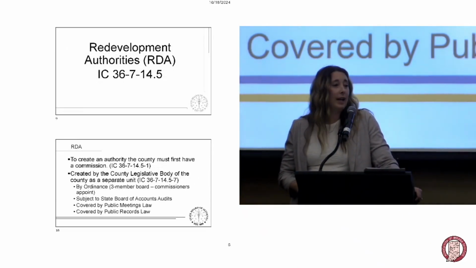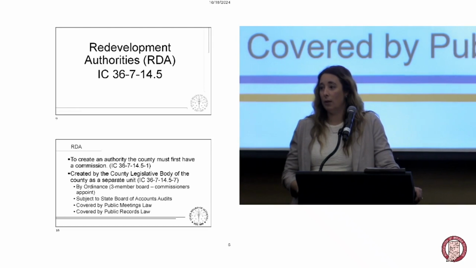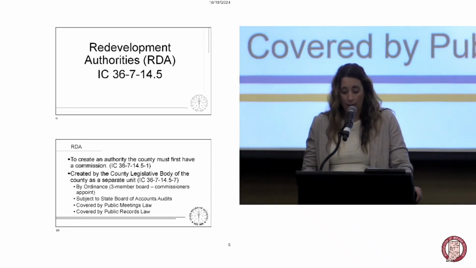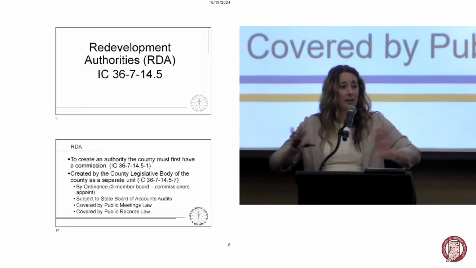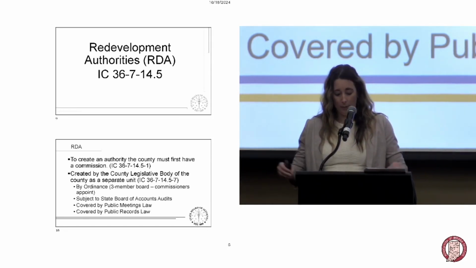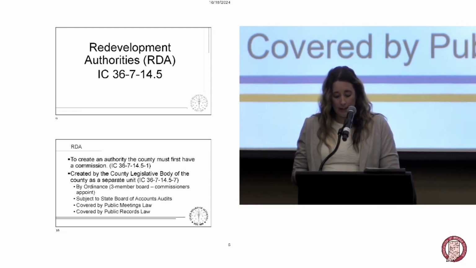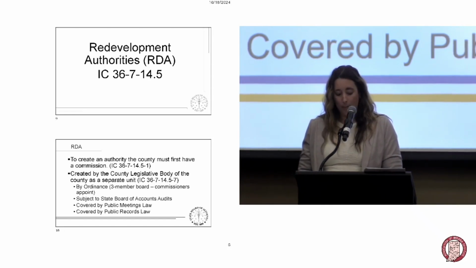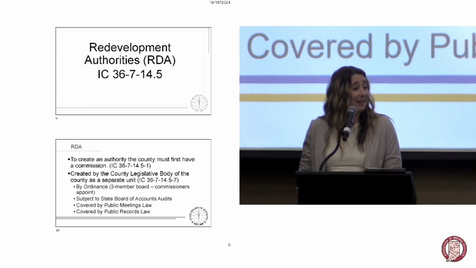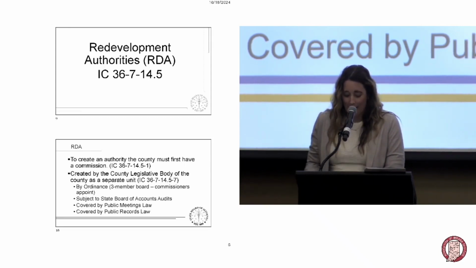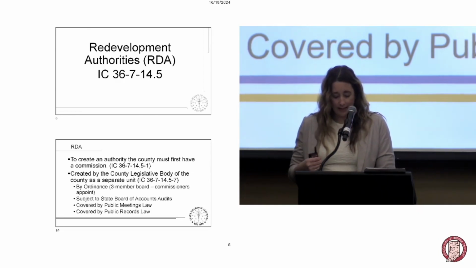So in order to create an RDA, the county must first have a commission, okay? That is important so that you can see both of them, and they're both separate. They are not one entity, they are separate. They are created by the county legislative body. And again, as statute will say in here, they are created as a separate body, corporate and politic. So by statute, they are created separate from you. They are created by an ordinance of the legislative body.